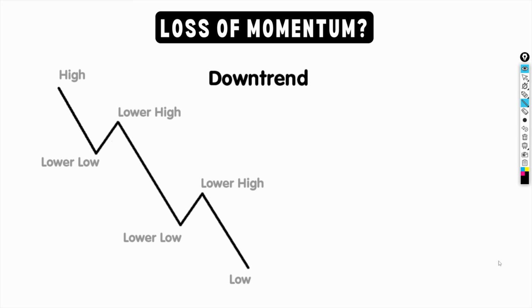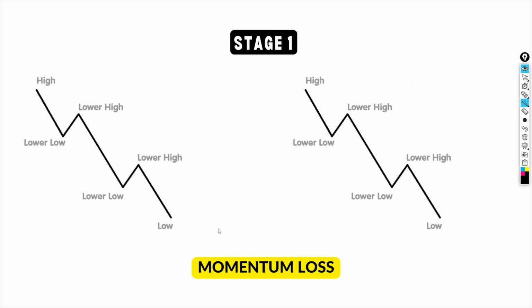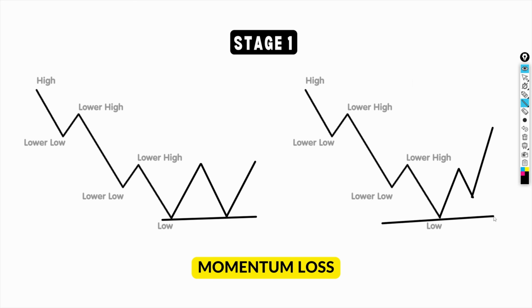Similarly, in a downtrend, when market fails to break the previous low and it reverses, this is called loss of momentum. In the downtrend also, there are only two ways market signals loss of momentum. One, when market reverses from the previous low, and second, when market reverses without even reaching the previous low. These two situations show loss of momentum, which is stage 1 of reversal.